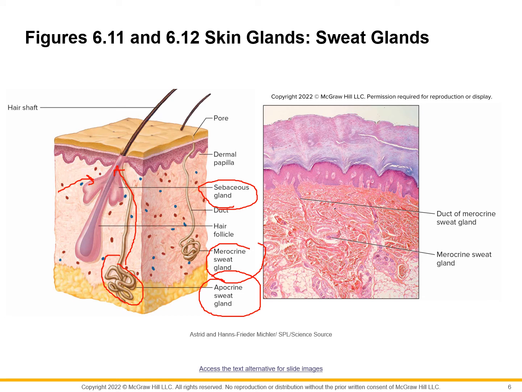Then we look at the counterpart, which is the merocrine gland. And the merocrine gland is going to be usually associated midway in the dermis. It's going to be definitely more superficial than the apocrine gland is. And their duct goes out to the surface. And that's because it's trying to put that watery solution right on the surface so it can evaporate.